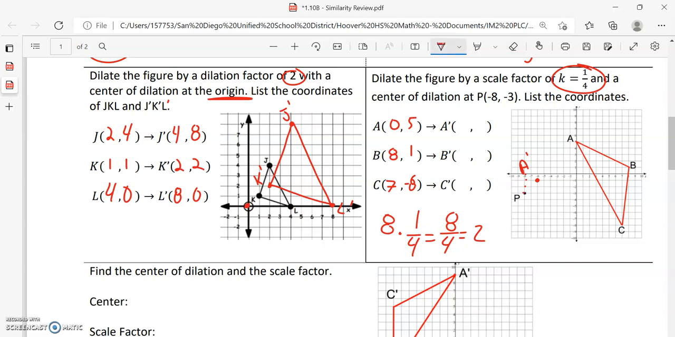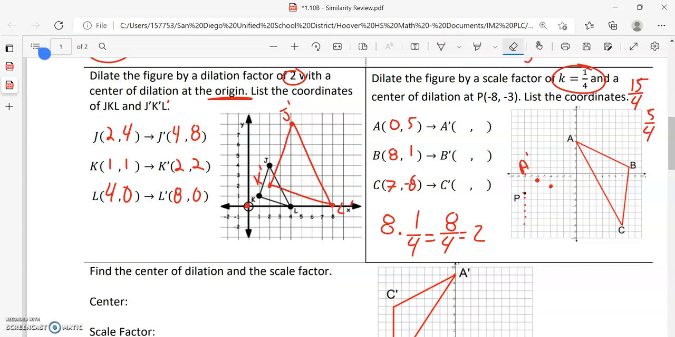So 1, 2, 3, 4, up 1. And finally, let's count over to C. So it's 8, 9, 10, 11, 12, 13, 14, 15. So 15 over 4 is 3.75. And then down to C is 1, 2, 3, 4, 5, which would be 5 over 4.